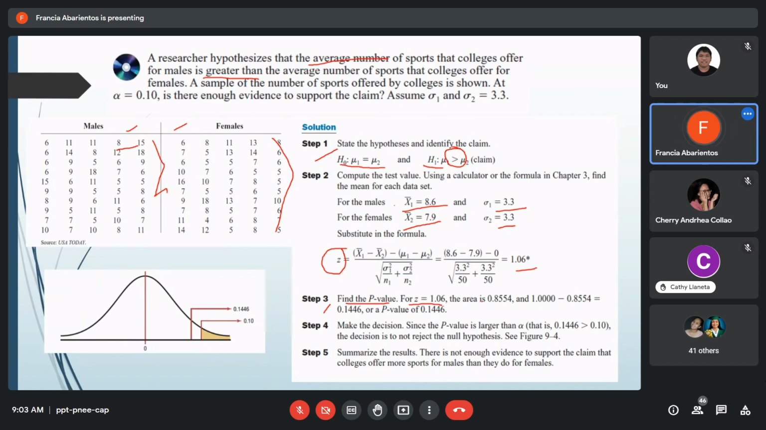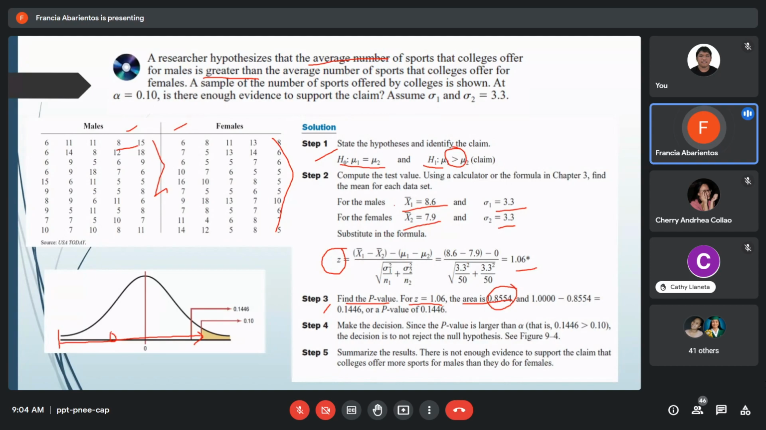The area now is 1.06. 0.8854. Ma'am, paano ito nakuha? Punta ka doon sa table natin. Naalala nyo yung class? Hanapin mo yung area. Ito yung magiging area niya. Bakit? Doon ba class sa left? Ang reference niya palagi dun is the left tail. So from here to there, yun yung p-value na area natin.